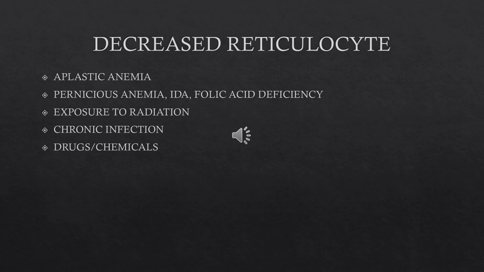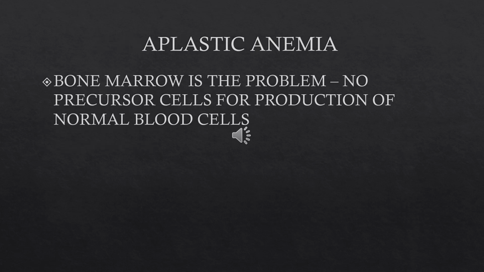Now we move on to decreased reticulocytes. Examples of this are aplastic anemia, pernicious anemia, IDA or iron deficiency anemia, and folic acid deficiency anemia. Also, we have exposure to radiation, chronic infection, and drugs and chemicals. For aplastic anemia, remember, your bone marrow is the problem. There are no precursor cells for production of normal blood cells. Therefore, your reticulocytes are really decreased.